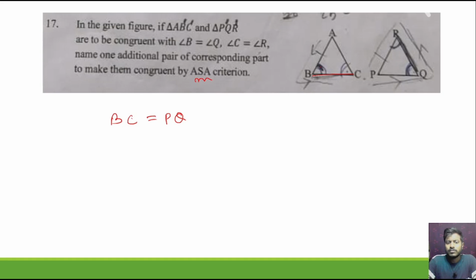Sorry, BC equal to QR. Sorry, BC equal to QR. Okay. Next question.